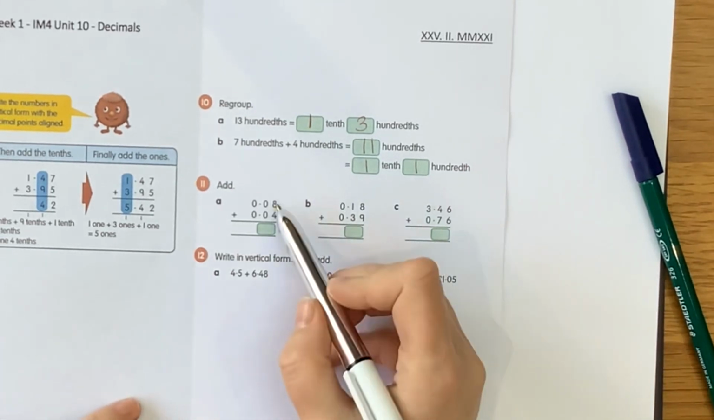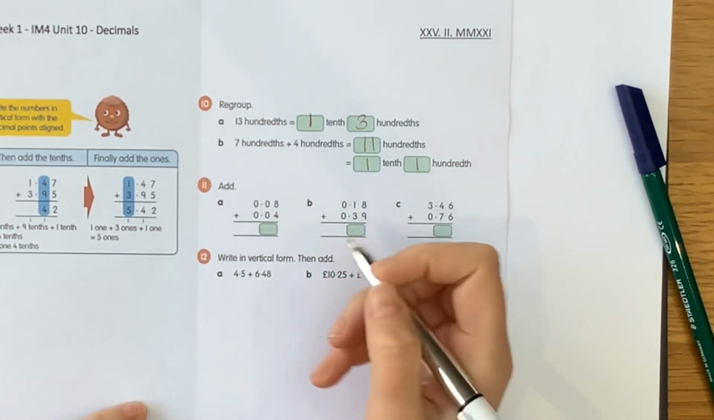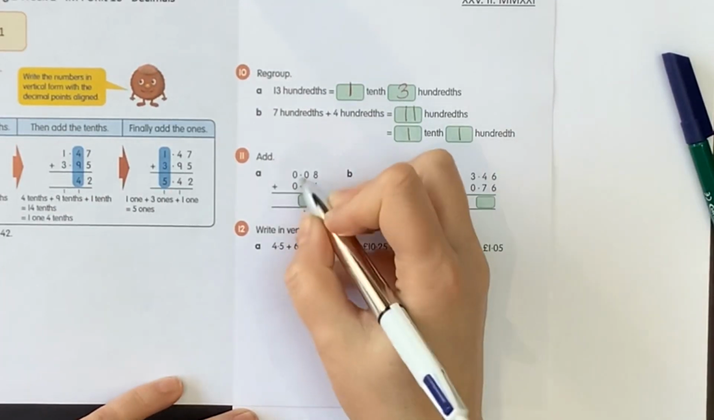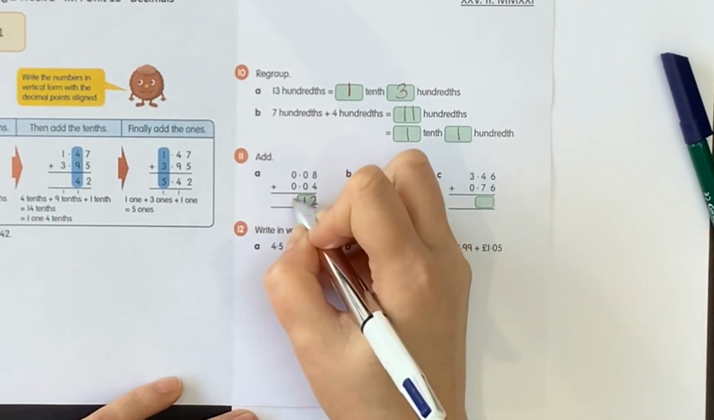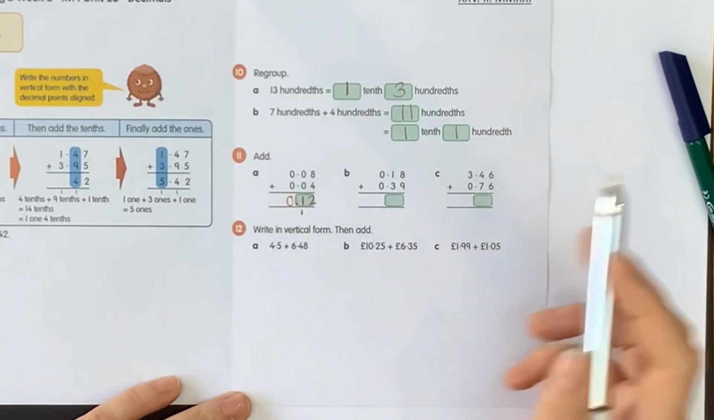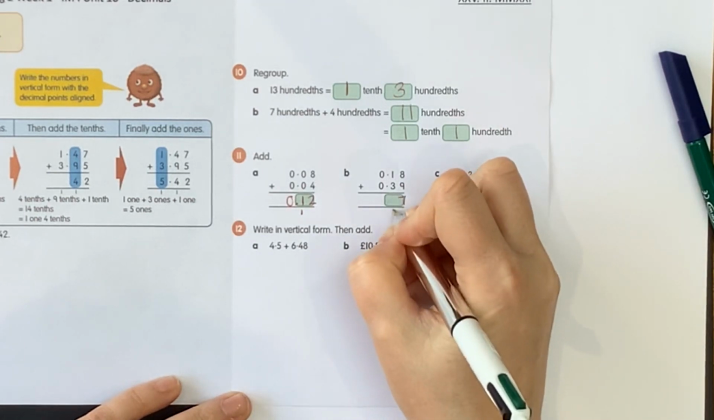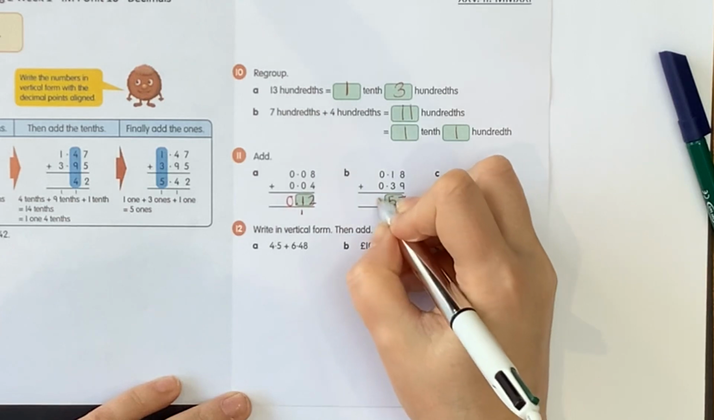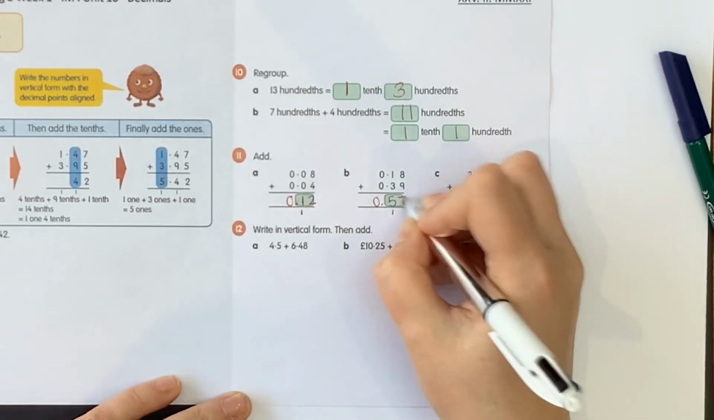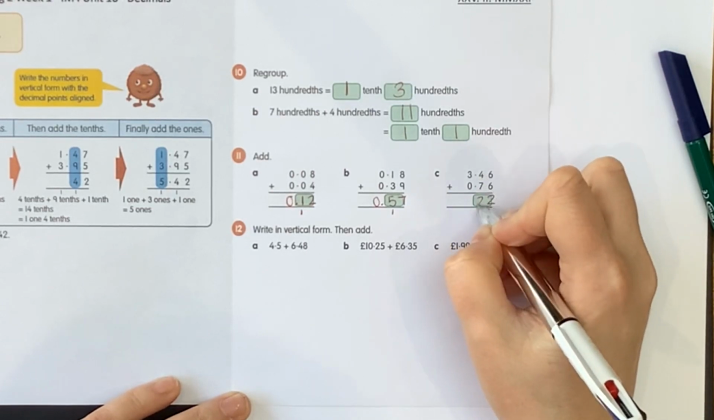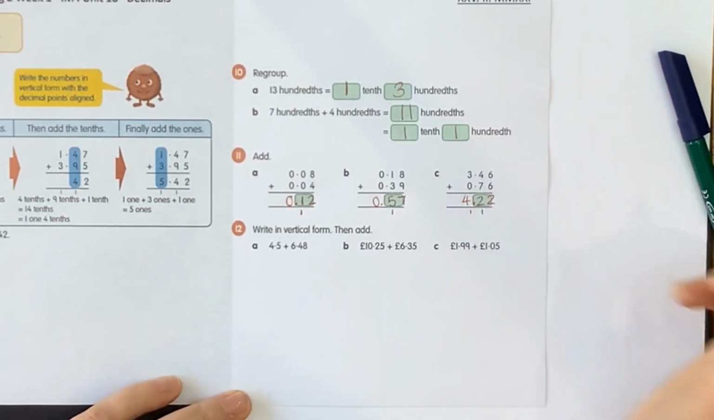Okay, so hundredths first. 8 hundredths add 4 hundredths is 12 hundredths, which is 1/10 and 2 hundredths. There aren't any more tenths and there are no whole ones, so it's 0.12. This one, 8 hundredths and 9 hundredths, 17 hundredths. 1/10 and 3/10 and 1/10 is 5 tenths, 0.57. And then last but not least, just quickly do this one for you, 4.22.